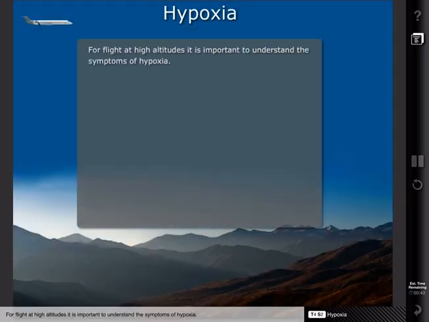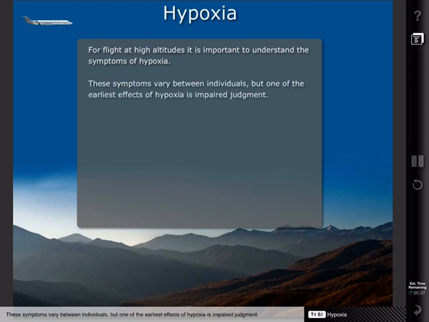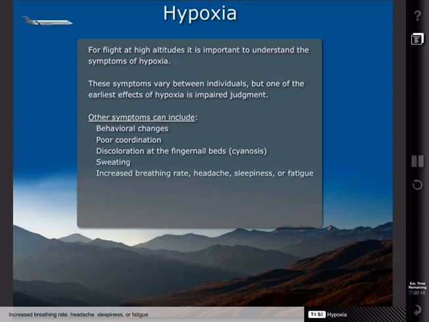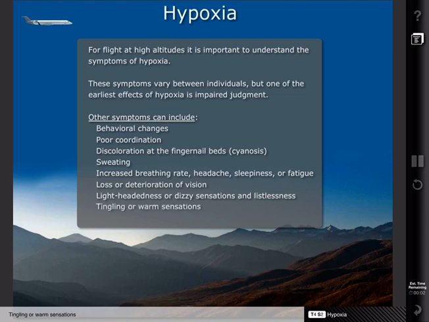For flight at high altitudes, it is important to understand the symptoms of hypoxia. These symptoms vary between individuals, but one of the earliest effects of hypoxia is impaired judgment. Other symptoms include behavioral changes, poor coordination, discoloration at the fingernail beds known as cyanosis, sweating, increased breathing rate, headache, sleepiness or fatigue, loss or deterioration of vision, lightheadedness or dizzy sensations and listlessness, and tingling or warm sensations.